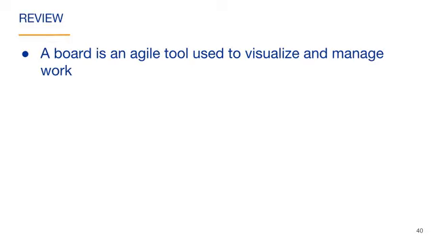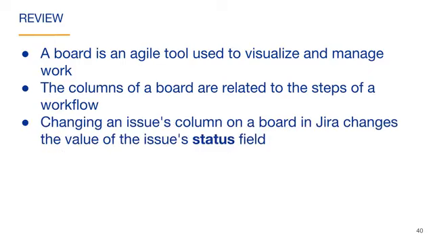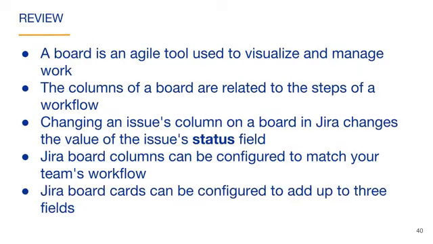Here's a review of what we've discussed in this video. A board is an agile tool used to visualize and manage work. The columns of a board are related to the steps of a workflow. Changing an issue's column on a board in Jira changes the value of the issue's status field. Jira board columns can be configured to match your team's workflow. Jira board cards can be configured to add up to 3 fields.